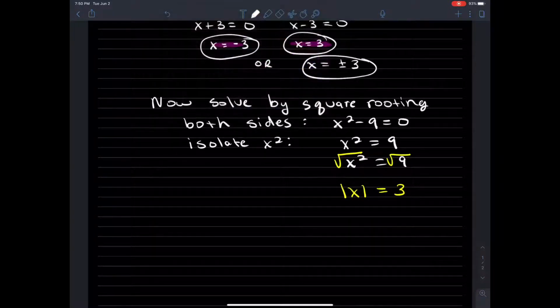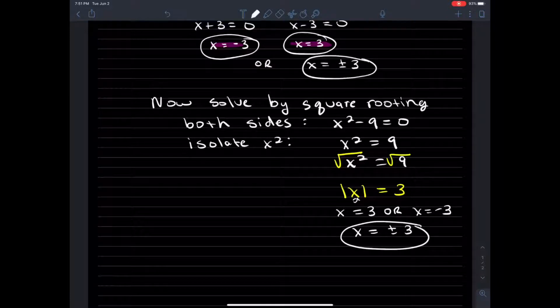So to solve absolute value of x equals 3, I can plug in x equals 3, and that's a true statement, or x equal to negative 3, and that's a true statement. So we get x is equal to plus or minus 3. Of course, we're going to get the same answer. So we can do this in general.